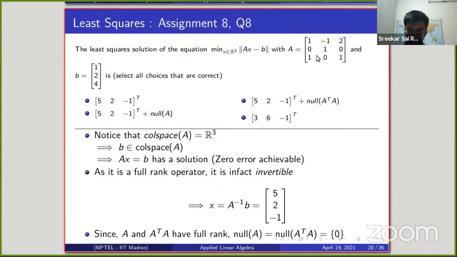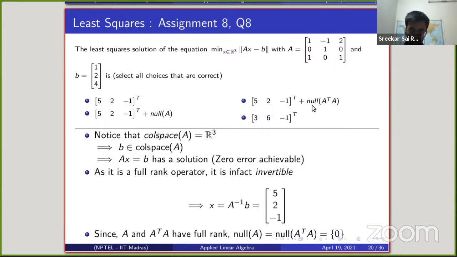And because A represents an operator with full rank, it's also invertible. So we can directly find the value of x which satisfies Ax equal to b, and that would be unique. x is a unique vector in R3 which satisfies the least squares, and here it satisfies it trivially where Ax equals b.